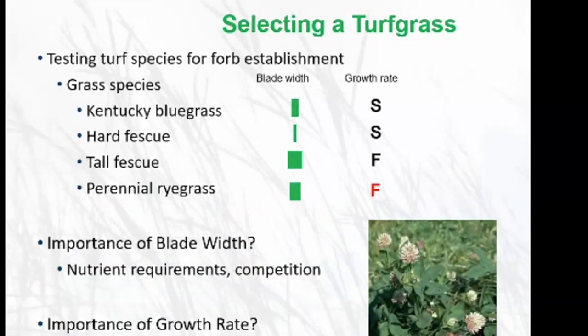So we actually put this to the test. We took the four most common species of grasses and threw some flowers in those plots and said, how are you all going to grow together? So we put Kentucky bluegrass, hard fescue, which is a type of fine fescue, tall fescue, and perennial ryegrass in with Kura clover, just a common naturally occurring clover species out there in the wild.